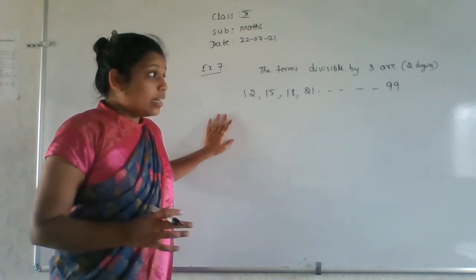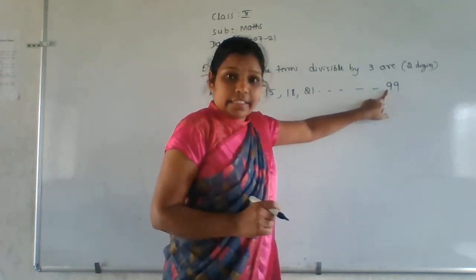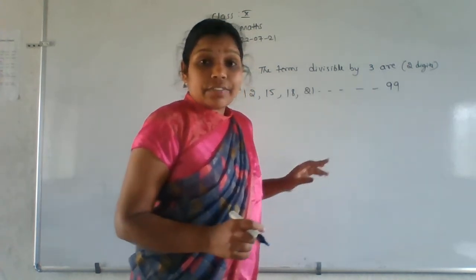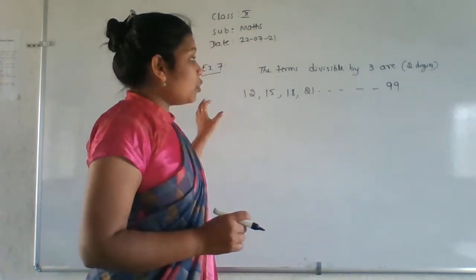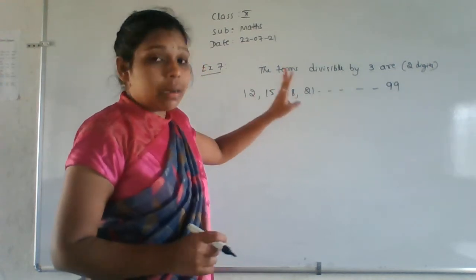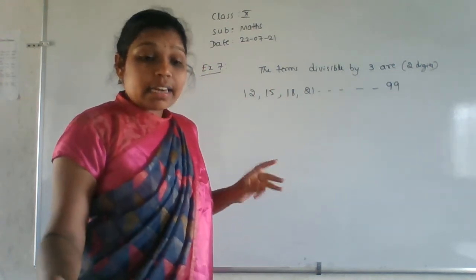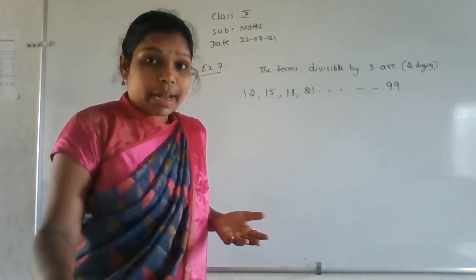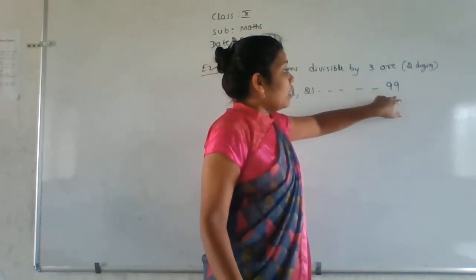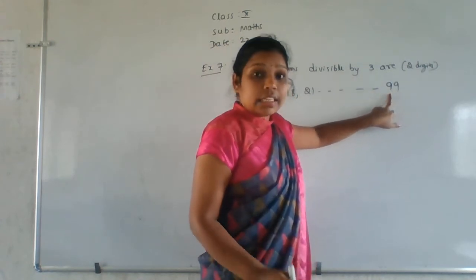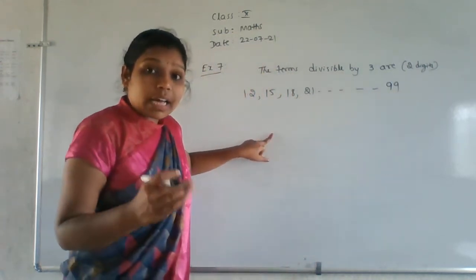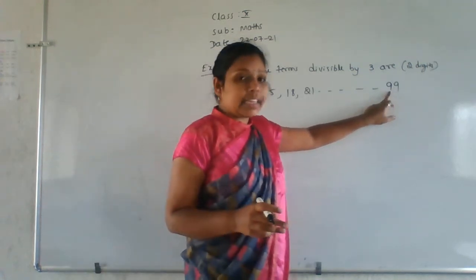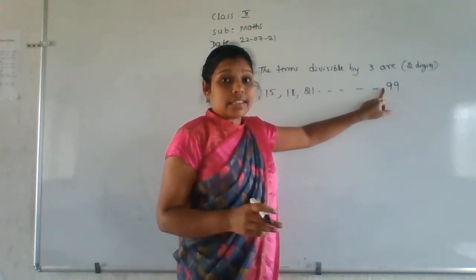Now we have to find which term 99 is here. Okay, if you find out which term is 99, then we can conclude how many terms there are which are divisible by 3. They asked here how many two digit numbers are divisible by 3. So if you find out which term it is, then you can say that many terms are divisible by 3. Okay, so we have to find the n now. Which term is it? The last term.